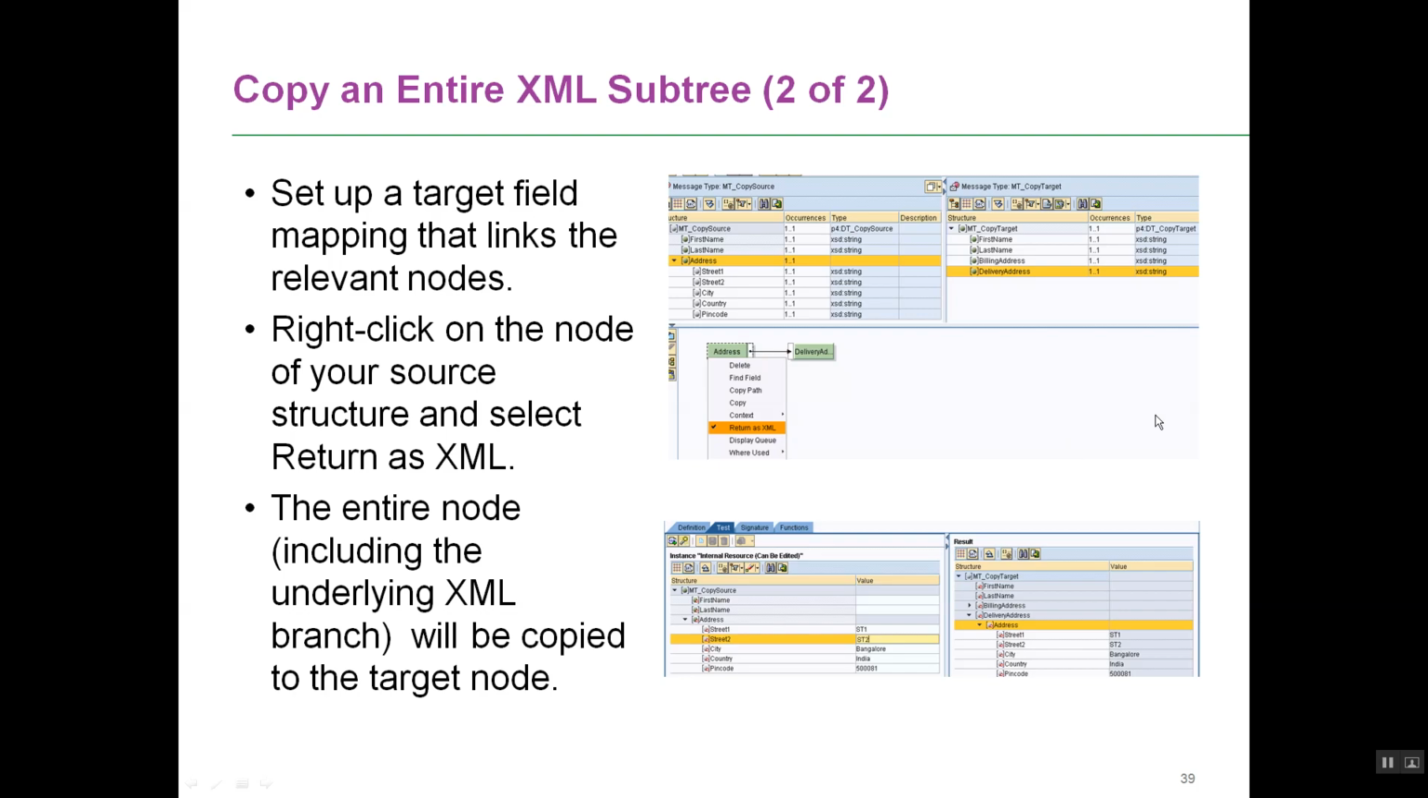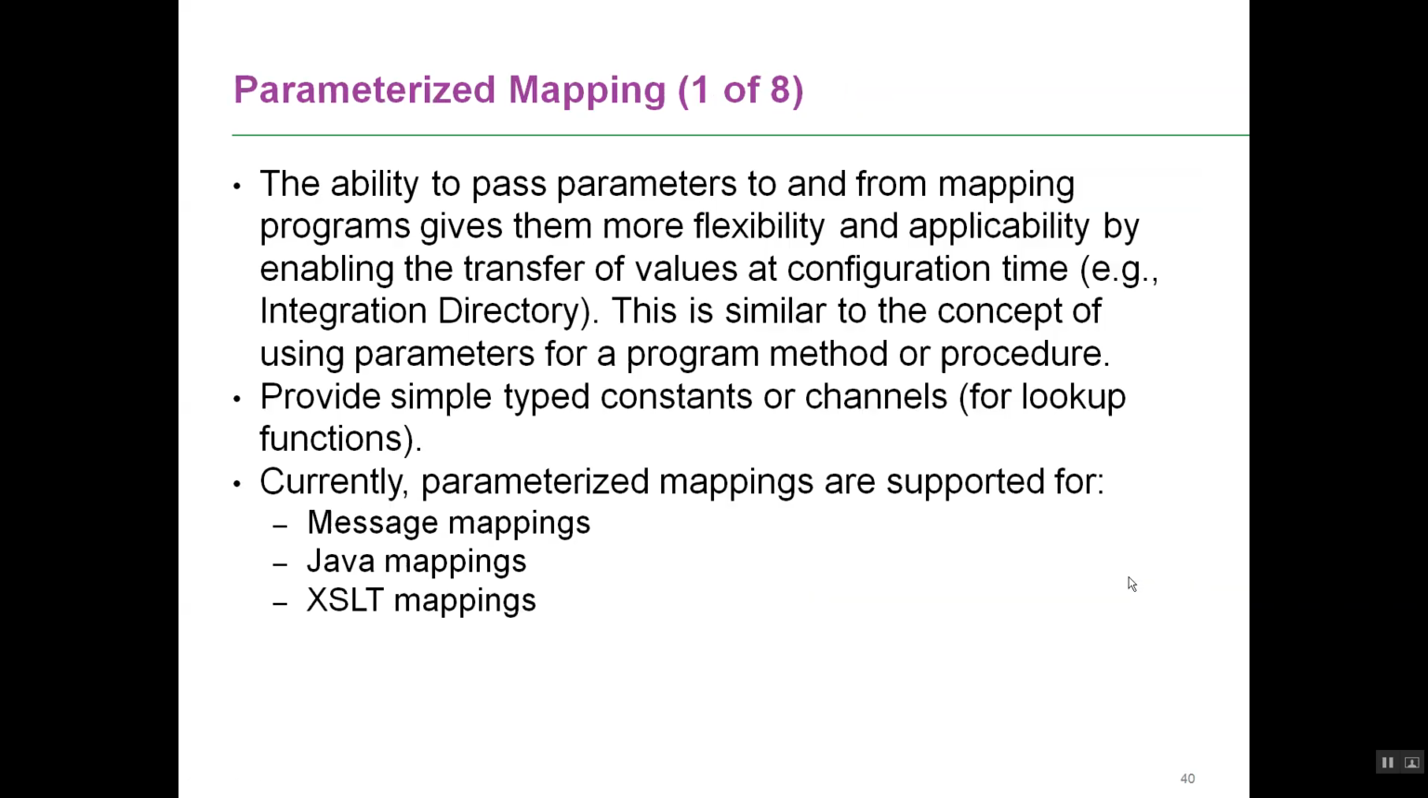So if you look at the structure here, I have first name, last name, and then I have something called address, and I have multiple fields here: street 1, street 2, pin code and all that. And here I just have something called the delivery address, and I map this address to this delivery address, and I told it to return as XML. So what happens in the output? Within the delivery address, whatever is the address data gets posted out here. So the entire data is treated as an XML and is put out here. So that is what is called copy an entire XML subtree.